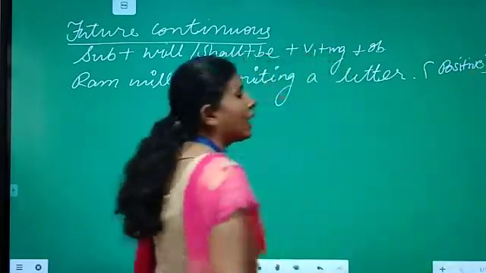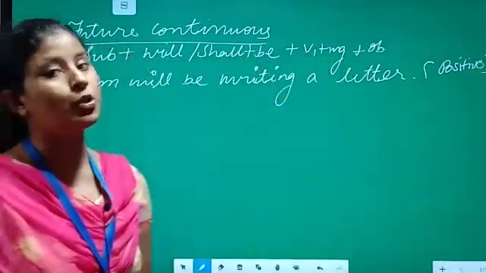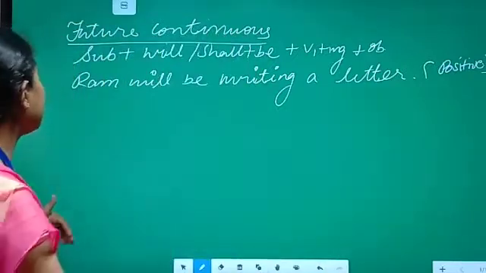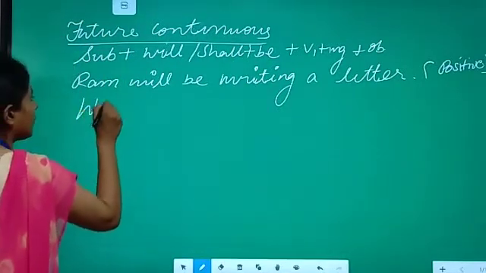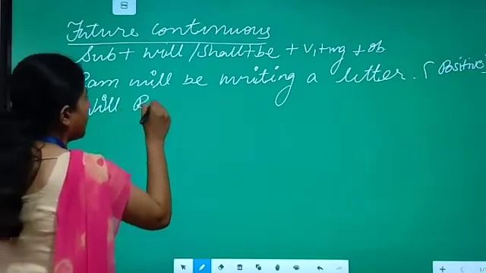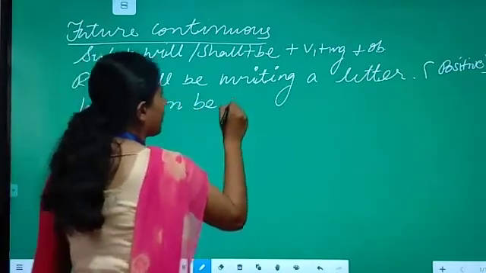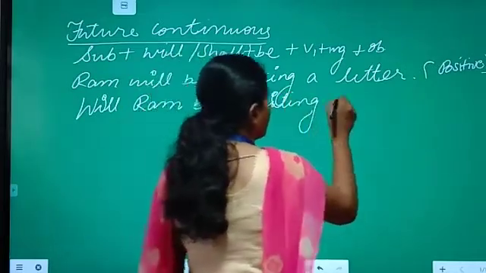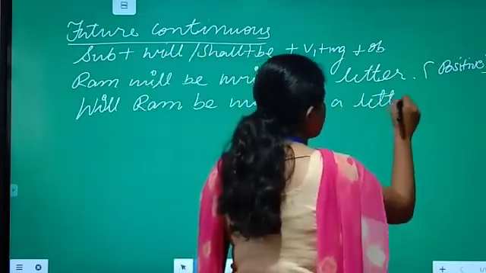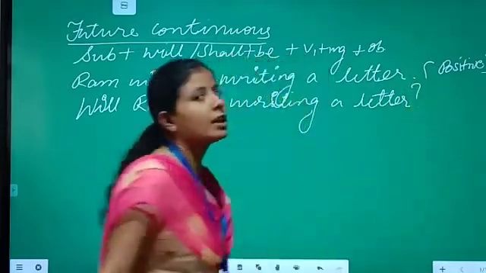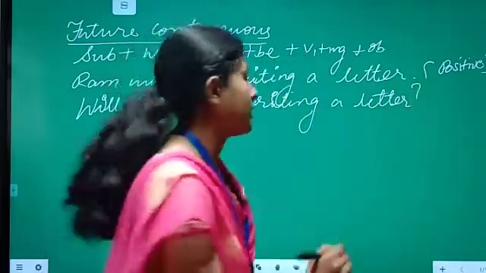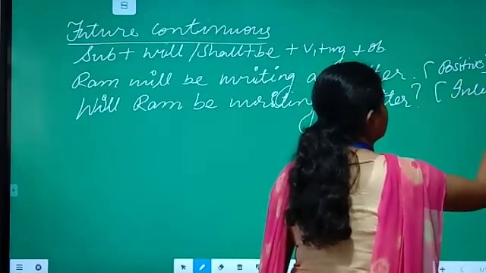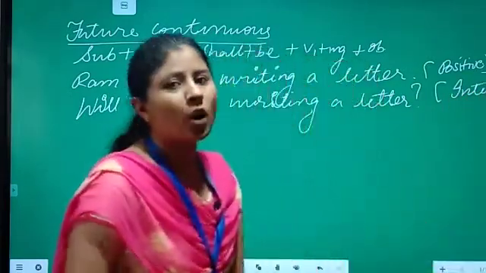Right? Now what we have to do? We have to change it into interrogative sentence. To change it into interrogative sentence, we need a helping verb at first. Will Ram be writing a letter? And because it is interrogative sentence, we will insert a question mark at last. And what kind of sentence is it? Interrogative.